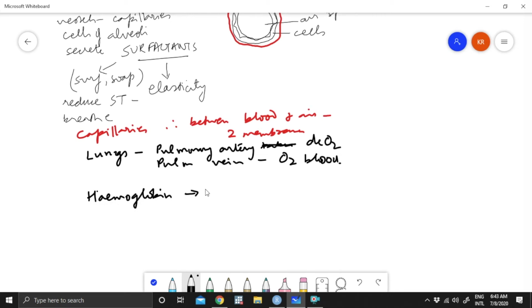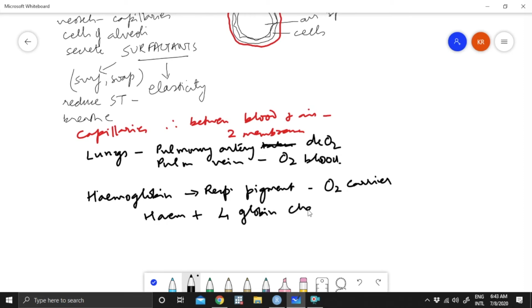Hemoglobin is the respiratory pigment which is very, very important, or it works as oxygen carrier. So there is a molecule of heme plus 4 globin chains. Globin is the protein and heme is the porphyrin molecule. So heme plus 4 globin chains.